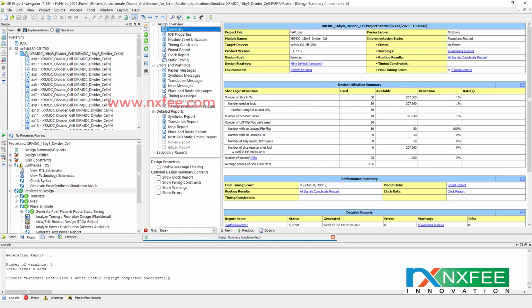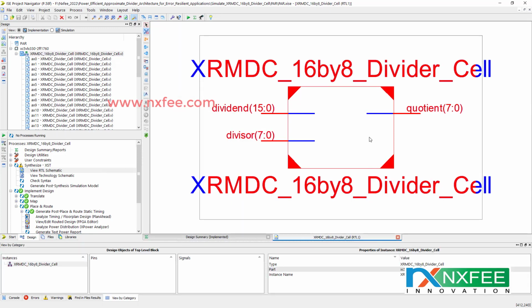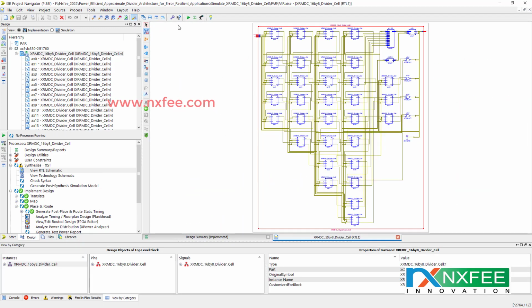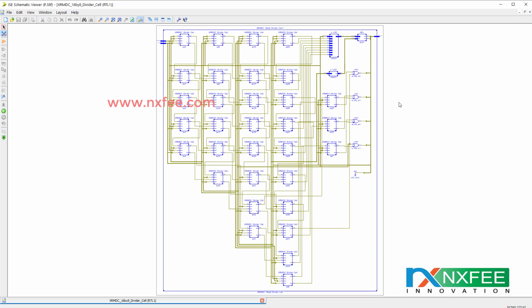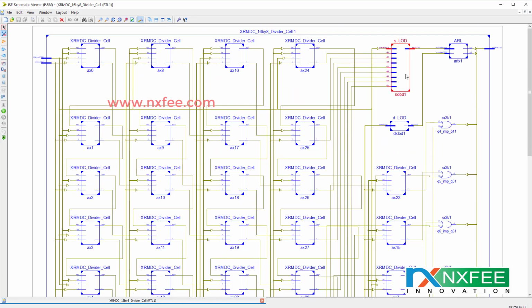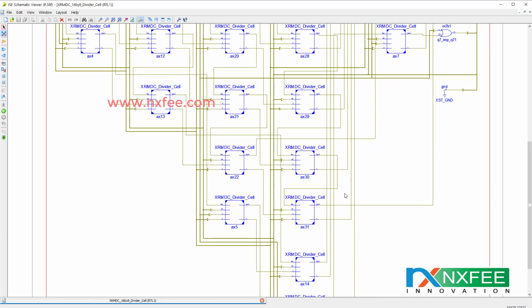This is a 16-bit architecture, the ExOR-MDC 16 by 8 architecture. You can check all the parameters here, and the RTL schematic of the 16 by 8 divider cell. As I already told you, in this 16 by 8 divider cell we used the SLOD and DLOD, and finally covered with the ARL architecture. This is a leading one detector. So these are all the divider cells in the ExOR-MDC.